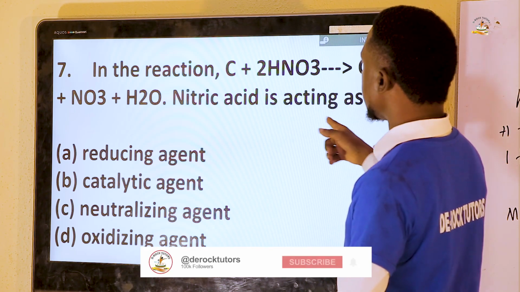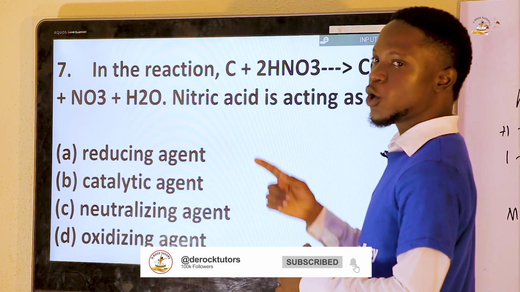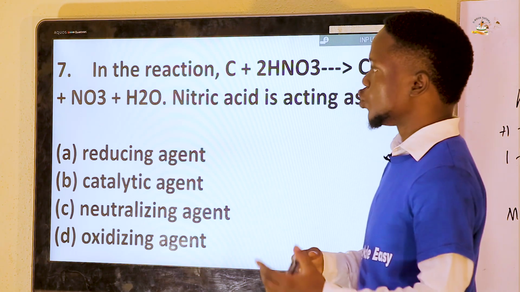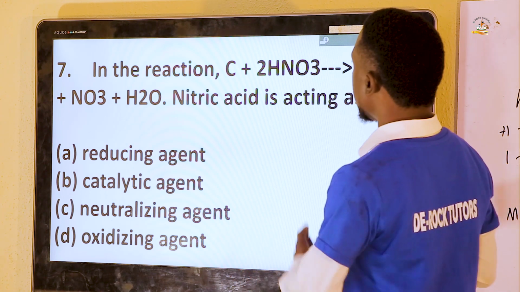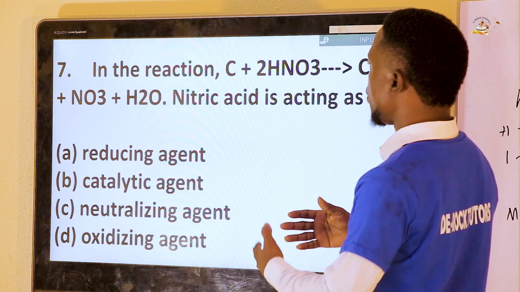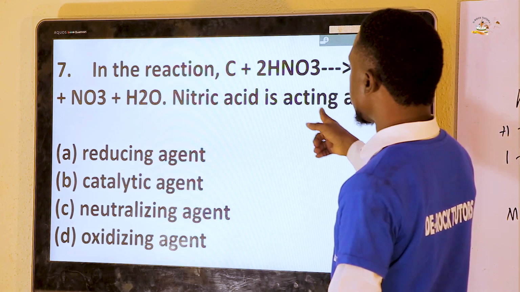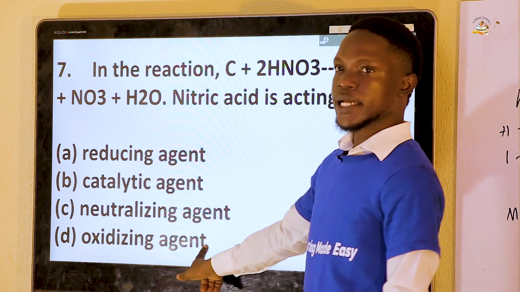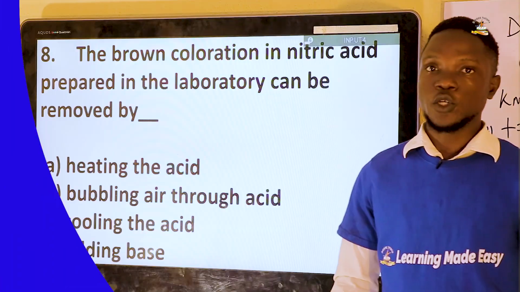It means that oxygen has been transferred from nitric acid to carbon. So nitric acid is acting as an oxidizing agent because it is transferring oxygen to carbon. And we can see that nitric acid is reduced from HNO3 to NO3. So nitric acid is acting as an oxidizing agent. So that's option D. Question number 8.